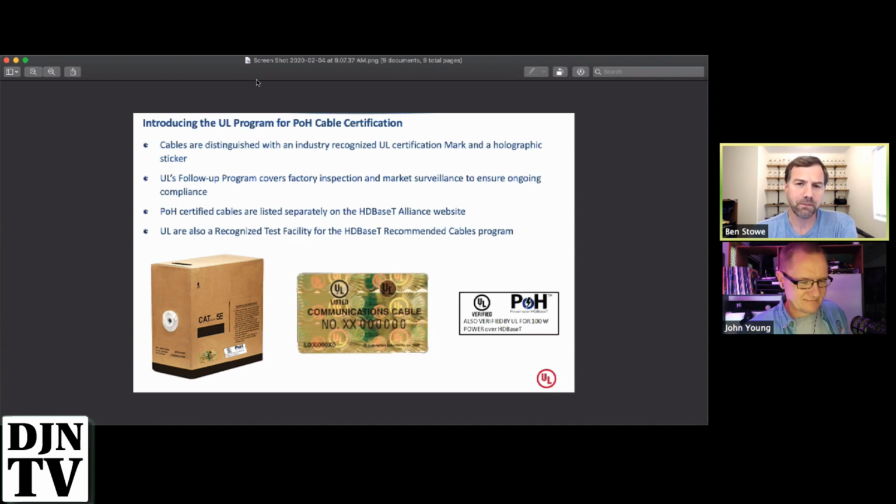Bottom line, stickers are cheap. It's really easy to say something passed a spec. It's really easy to say something is UL listed. It's really easy to say it's HDBaseT compliant. Moral of the story, it's really easy to lie.